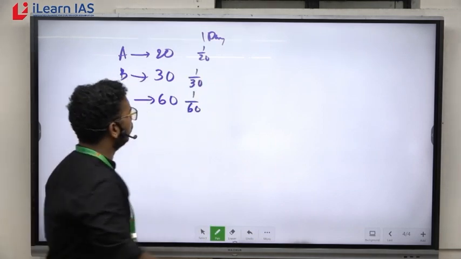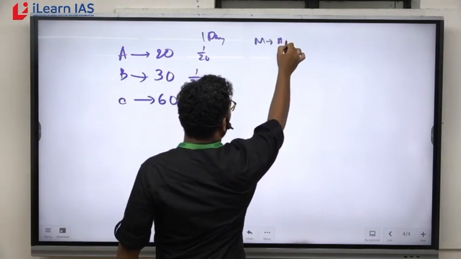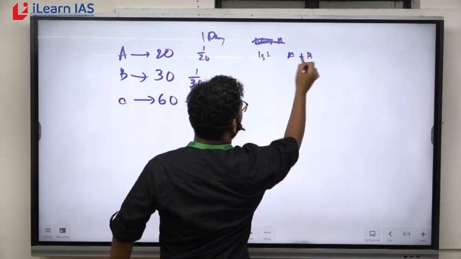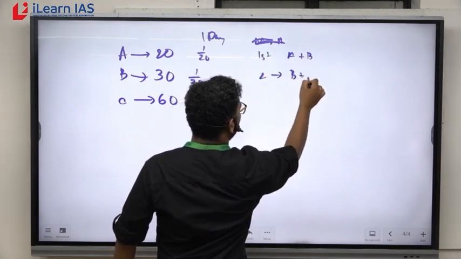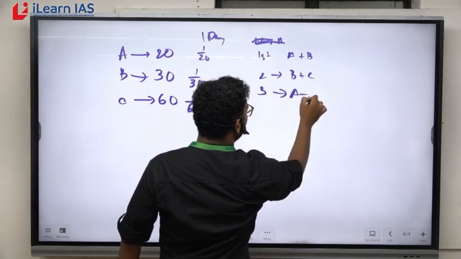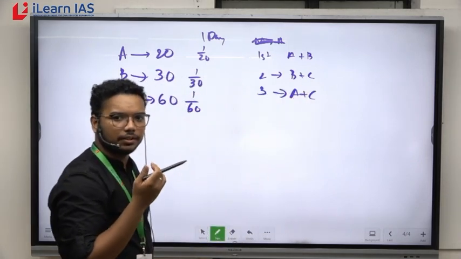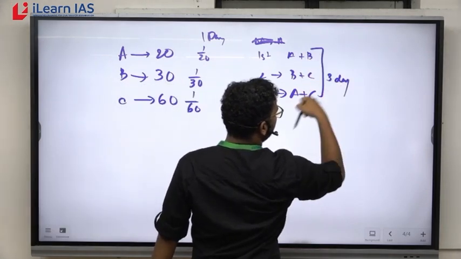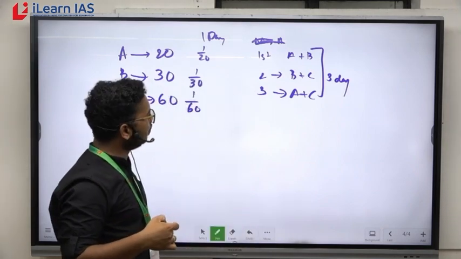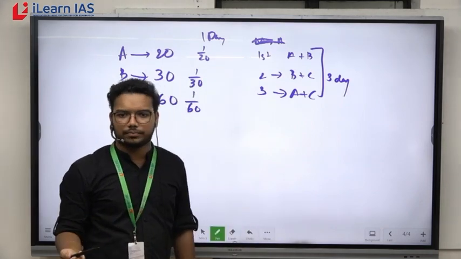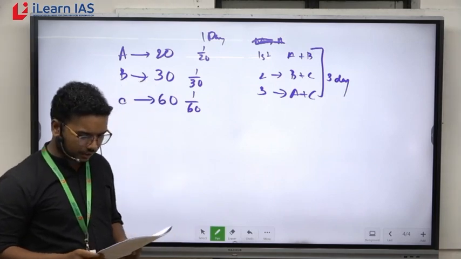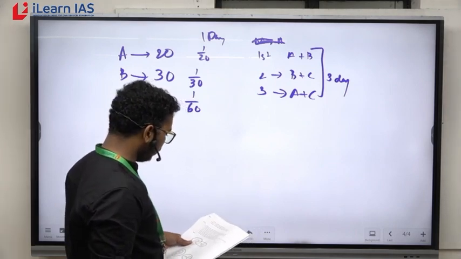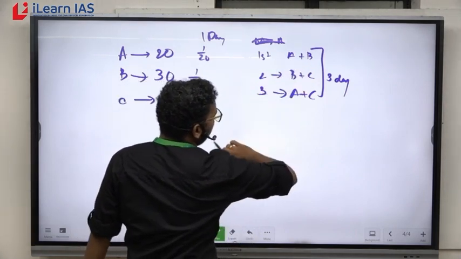Okay. So Monday, first day A plus B, second day B plus C, third day A plus C. So what do we understand? What is 3 days work? 3 days work will be 2A plus 2B plus 2C. So what will be the total work completed in 3 days? What is the work completed in the first day?